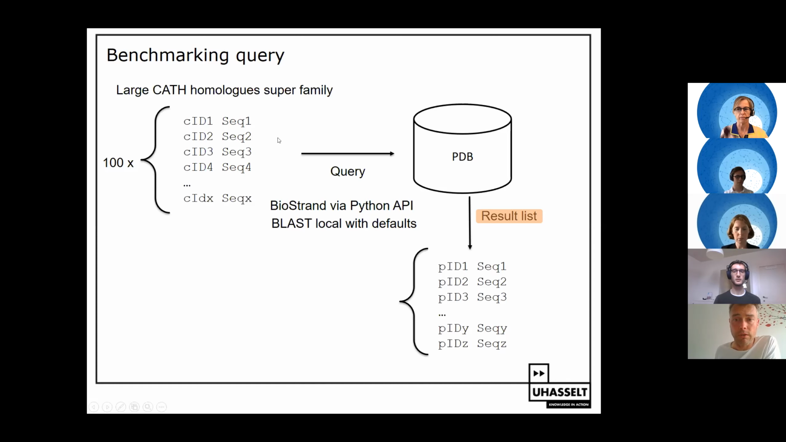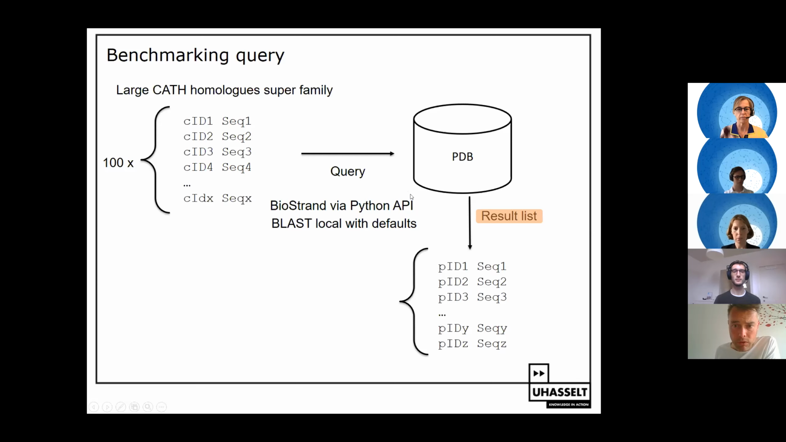As a result, this query will give us a result list. Now, let me focus a little more on this query. What is the search algorithm that we use? First of all, we use the BioStrand algorithm via our Python application programming interface. And we had a local install of BLAST with the default settings. That's why we could not compare the speed, because BLAST was just run locally on an ordinary laptop.